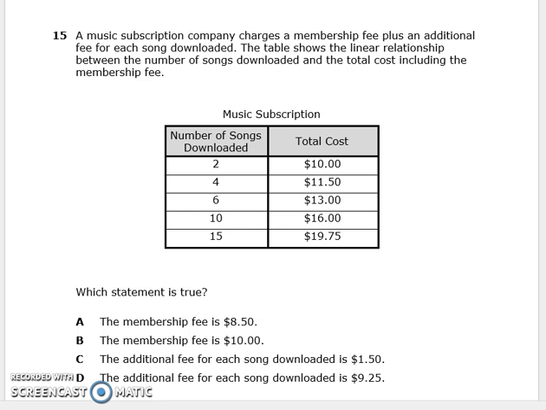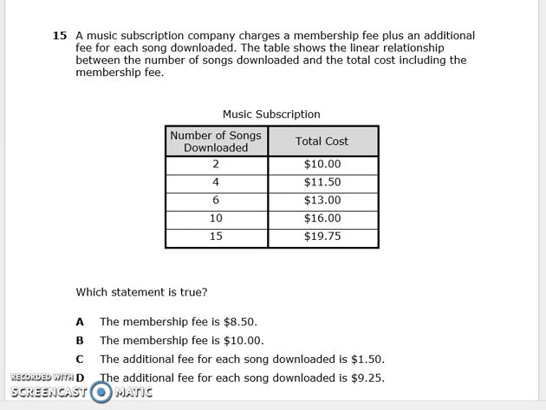Number 15. A music subscription company charges a membership fee plus an additional fee for each song downloaded. The table shows the linear relationship between the number of songs downloaded and the total cost including the membership fee. Which statement is true? A. The membership fee is $8.50.